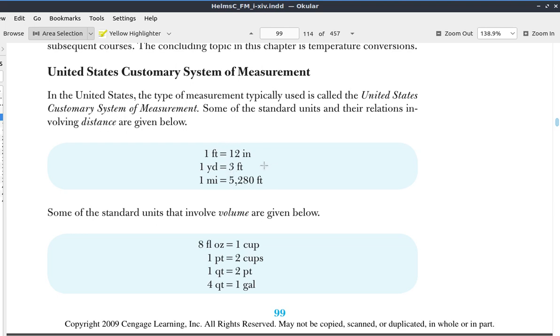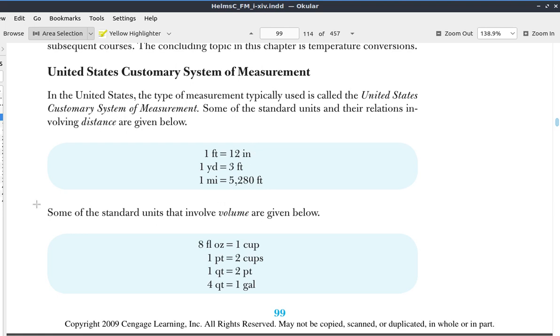Now, 12 inches make 1 foot, 3 feet make 1 yard, and 1 mile is 5,280 feet. You should examine your ruler and your tape measure and be able to measure lengths of items using the tape measure and using the ruler.